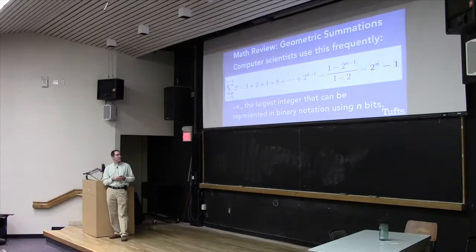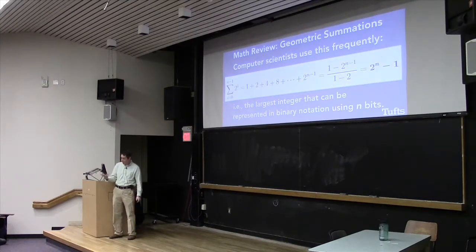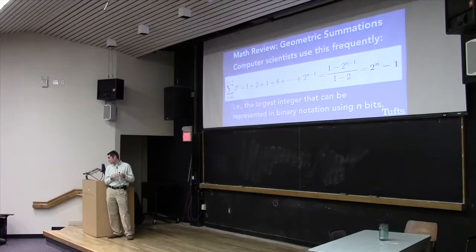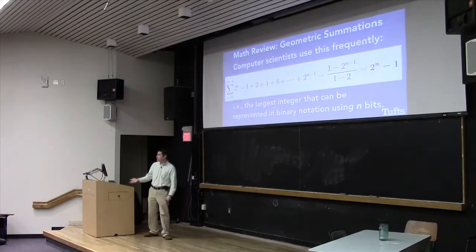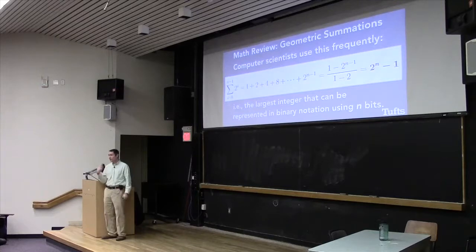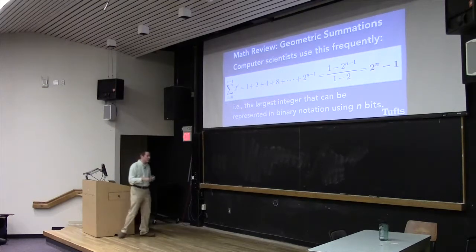Now, in computer science, why do we think this is important? Well, if you have n bits, in other words, places in memory that can hold either a 1 or a 0, the largest integer that you can hold in that representation is 2 to the n minus 1, which is kind of cool. If you've heard that you have a 32 or 64-bit computer, you can hold 2 to the 32 minus 1 or 2 to the 64 minus 1 in one location.